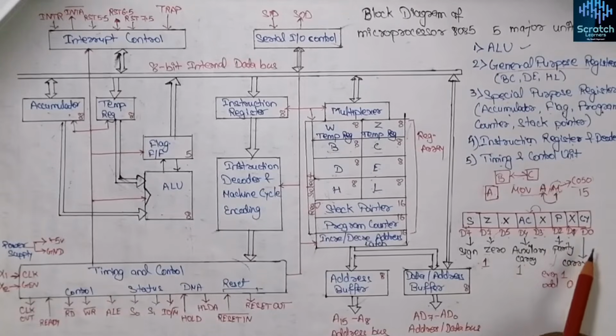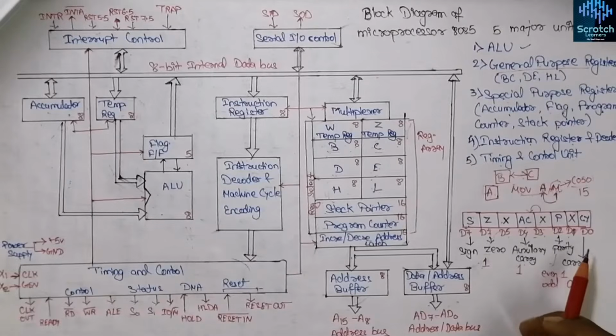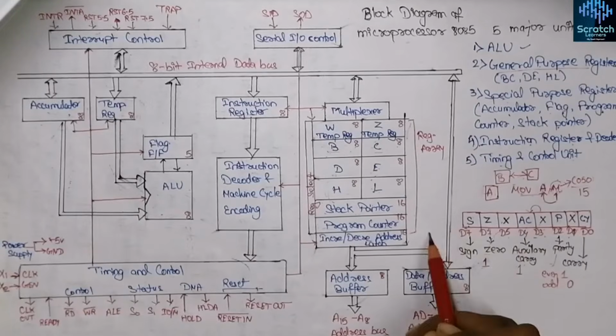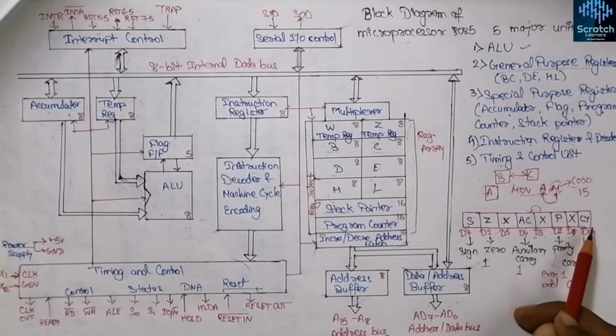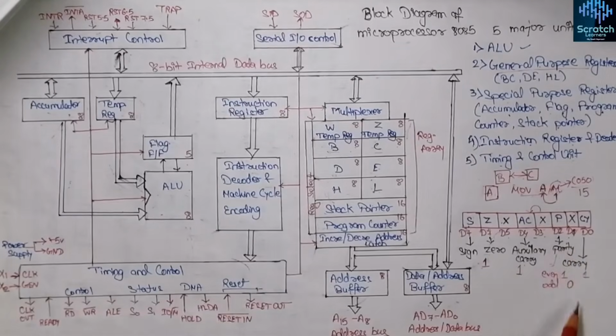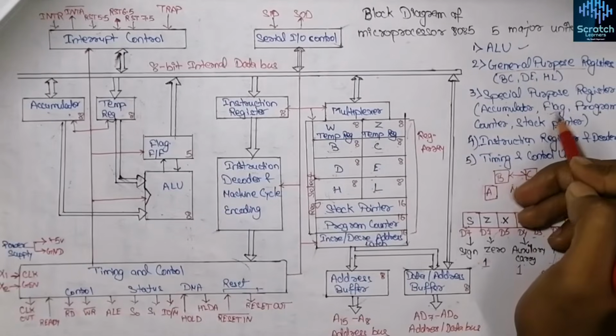So it depends on whether we are taking even parity or odd parity. Then the last flag register is the carry flag. This carry flag is set to 1 when a carry is generated in the process of an arithmetic operation in the accumulator. So whenever a carry generates, we will set this bit to 1. And in case of subtraction, if a borrow generates, then also this bit will be set to 1. So we have discussed the flag register.